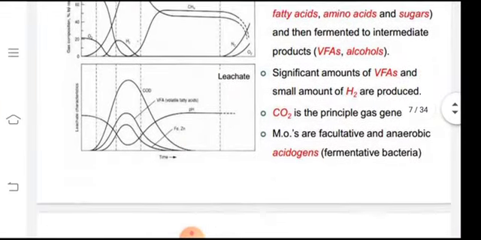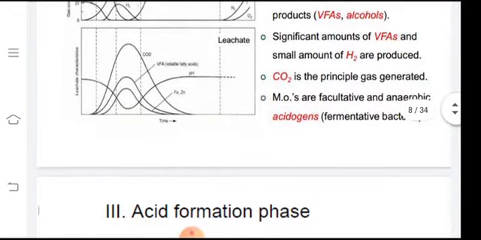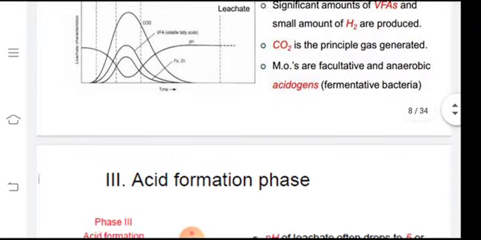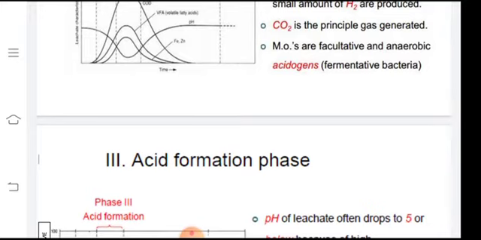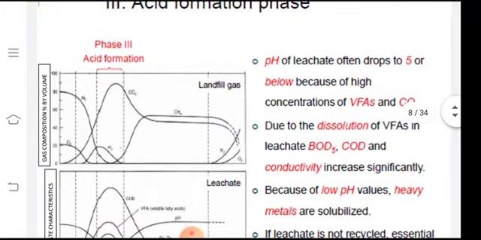Hydrogen is also produced as a result of the hydrolysis process, because it is the dissolution process. The water will react, releasing H, and oxygen will also be released. And then CO2 is the principal gas generated. The microorganisms which are responsible are facultative and anaerobic acidogens.